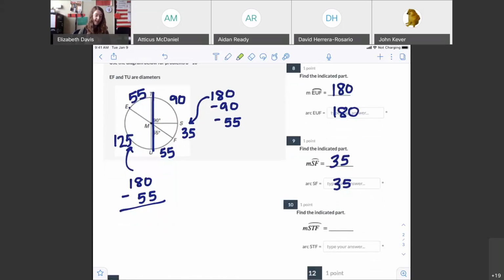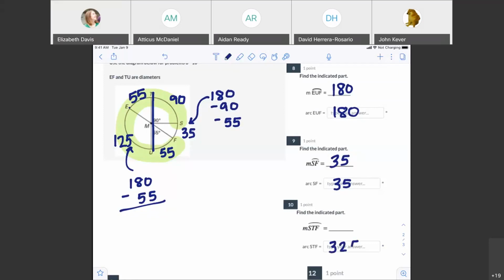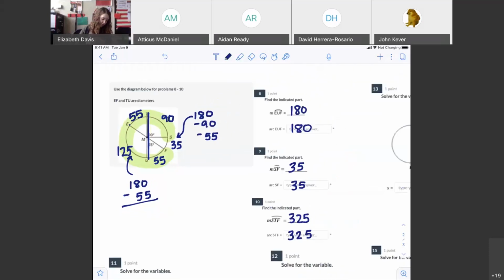Then we want the measure of arc STF. So we're going to start at S, go in the direction of T, and then end up at F. So we're going to add together 90 plus 55 plus 125 plus 55. Or we can take that whole circle, 360, and subtract out what we don't have, that 35. We'll end up with 325 for that guy. Okay.